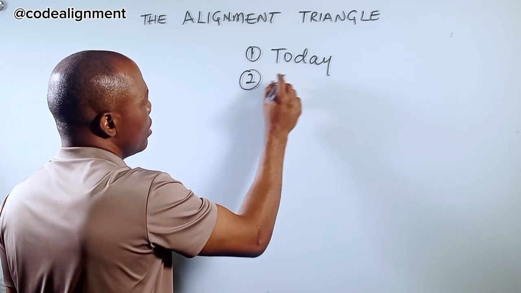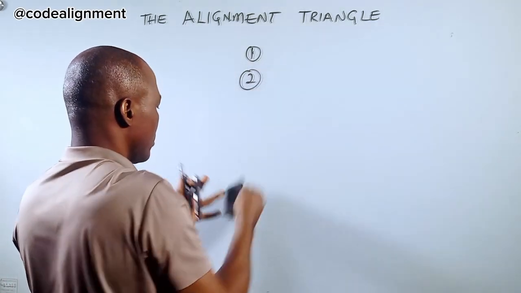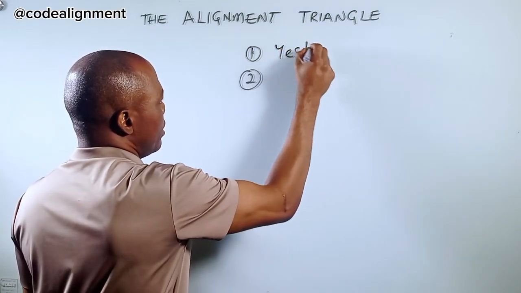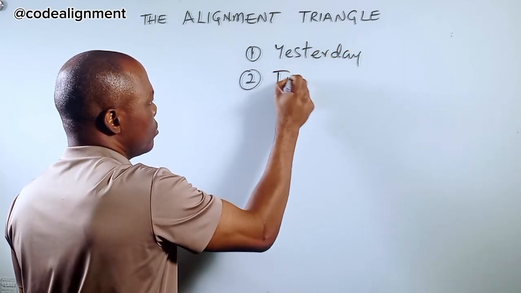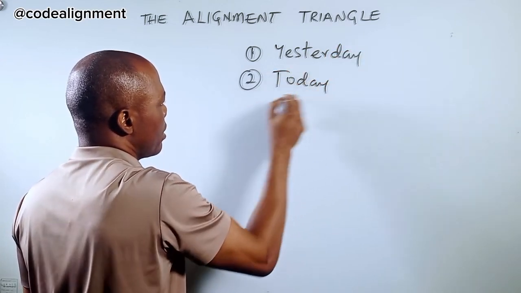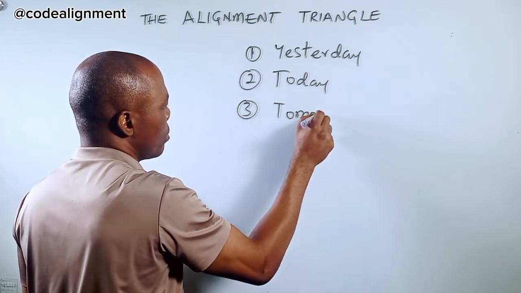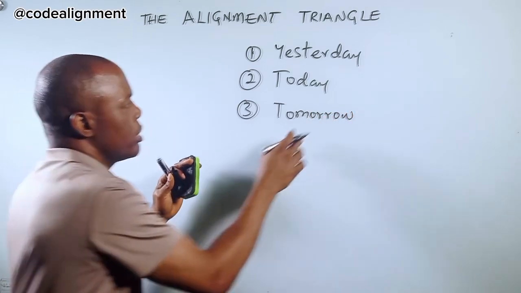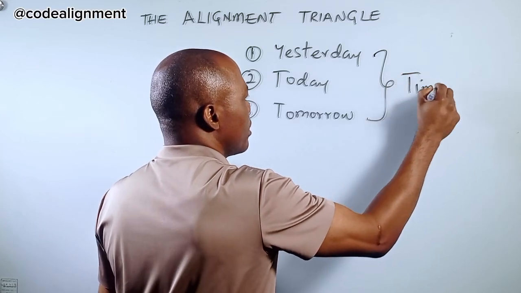Two, sorry. Yesterday, today, and then tomorrow, right? What does this mean? All this is what? Time.